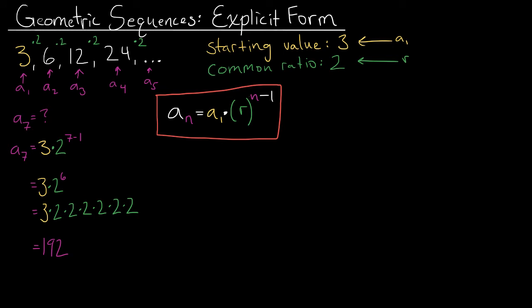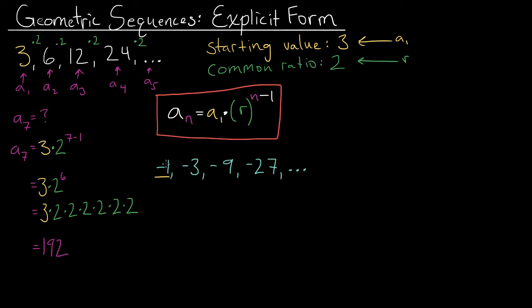Okay, so let's say that I have a sequence that goes -1, and then -3, and then -9, and then -27, and so on. Okay, so the first thing that I want to do here is identify my starting term, or my starting value, and that is -1. So I have a starting value of -1, and then I also want to identify my common ratio.